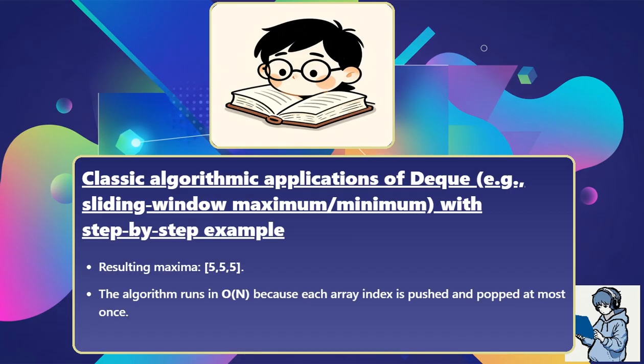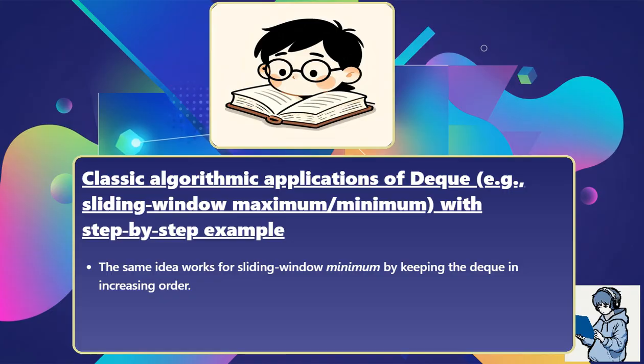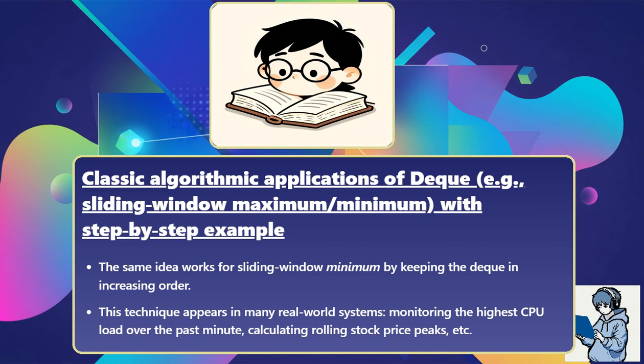The algorithm runs in big O of n because each array index is pushed and popped at most once. The same idea works for sliding window minimum by keeping the Deque in increasing order. This technique appears in many real-world systems, monitoring the highest CPU load over the past minute, calculating rolling stock price peaks, and so on.